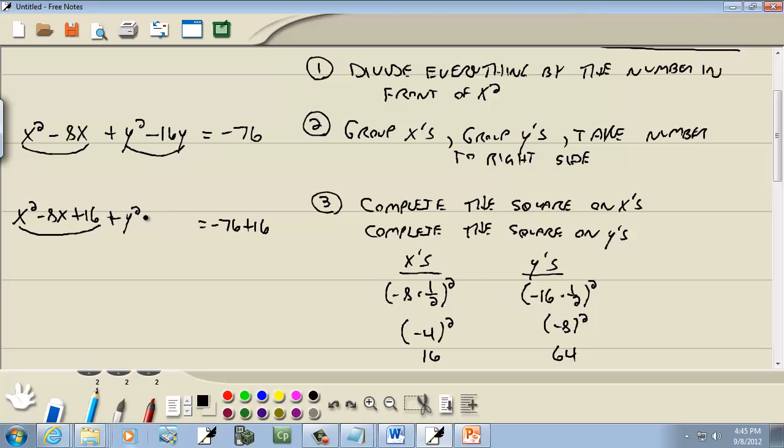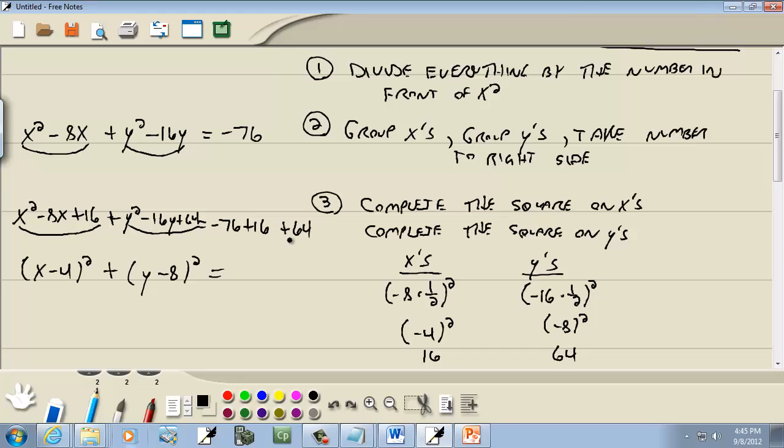So I got y squared minus 16y plus 64. Then I'll add 64 over here. And again, I'm grouping those together. Now remember, with completing the square, we're going to factor these now. This factors as x minus 4 squared. And this one factors as y minus 8 squared.